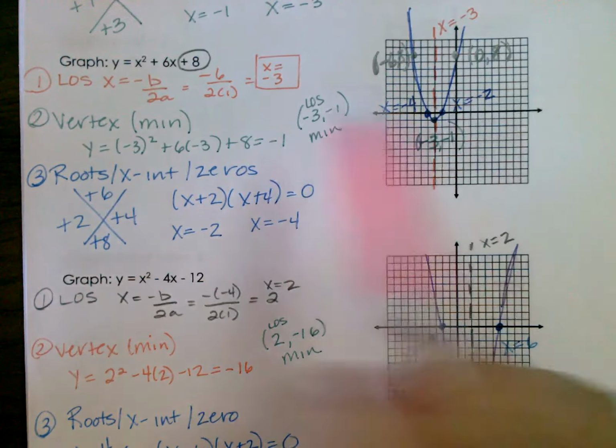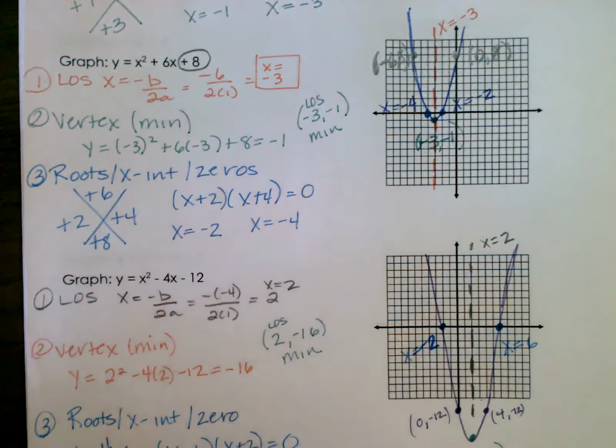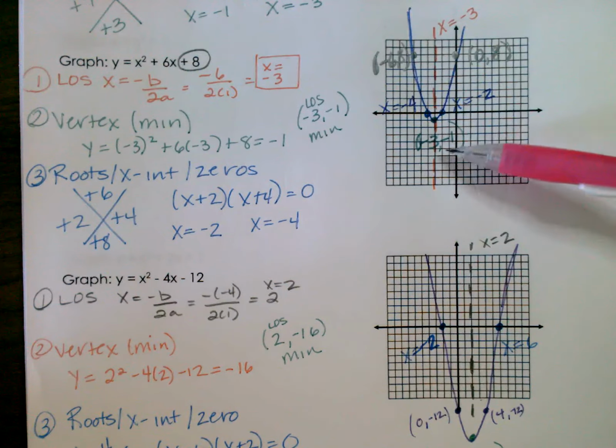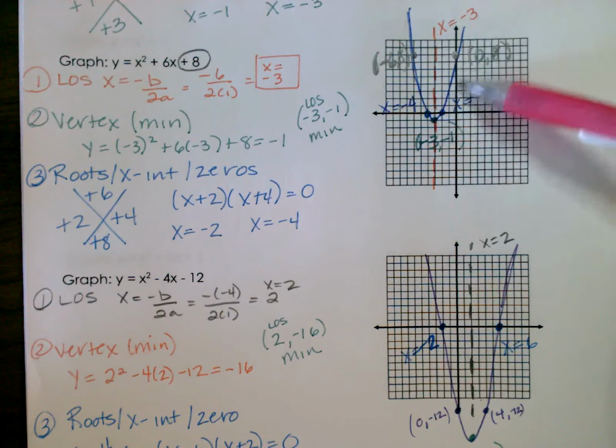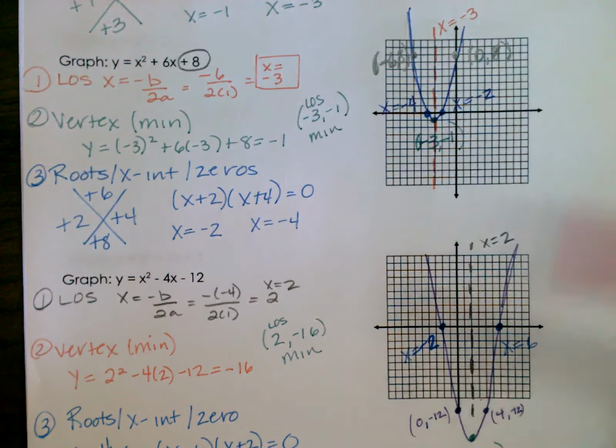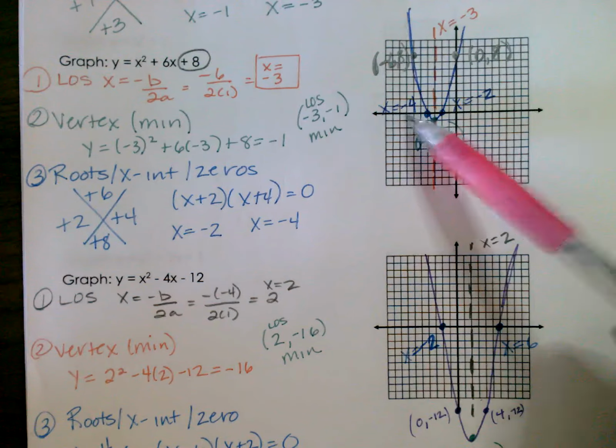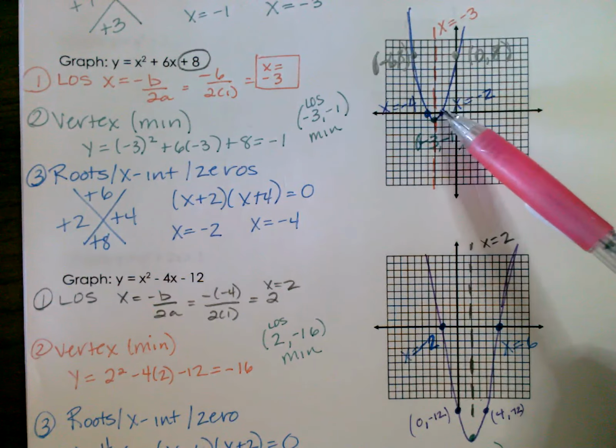Okay, I asked you to at least try this one all by yourself. And I want to just point a few things out on my graph. I have a vertex at (-3, -1). It is a minimum because my positive parabola is smiling. I have roots of -4 and -2, and they're each one away from the line of symmetry.